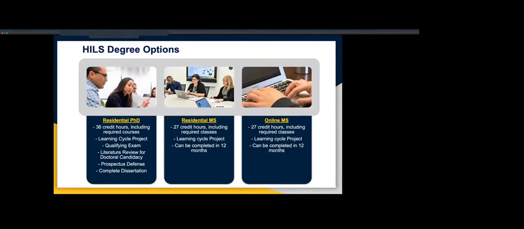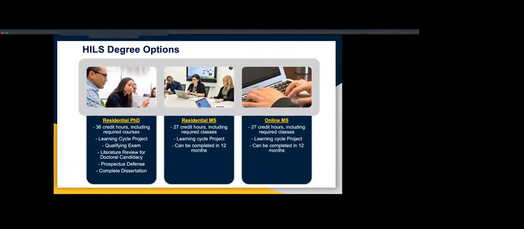And I think it's important to note that HILS has had many successes over the past 5 years. Upwards of 15 students have been awarded grants and other accolades for their work. Our faculty continues to grow and to become more diverse.